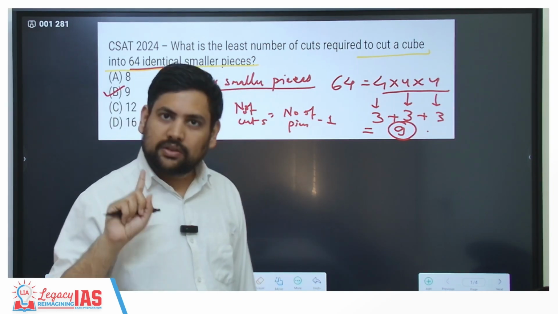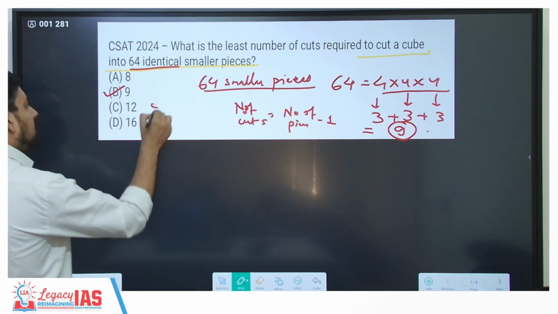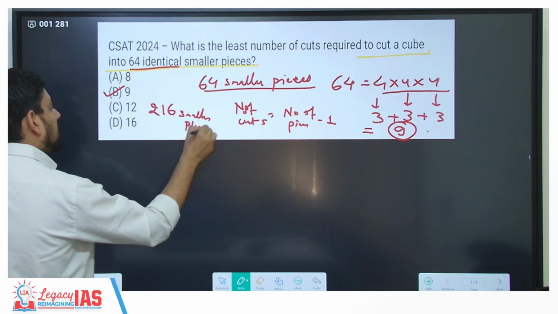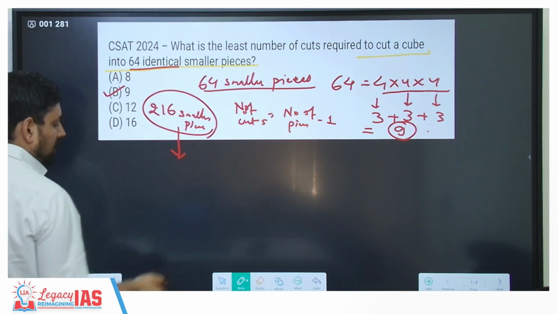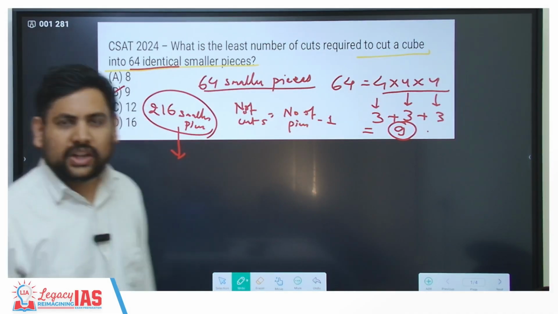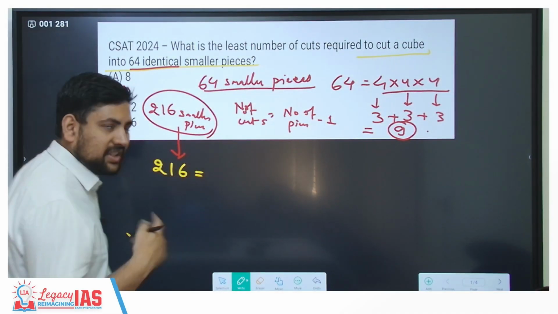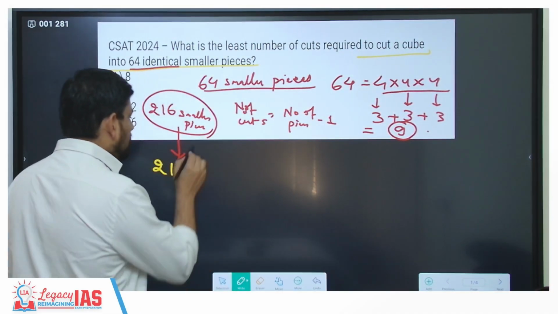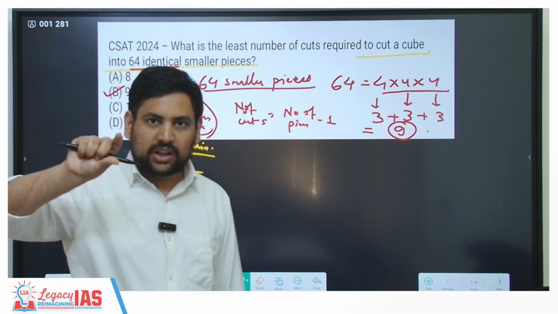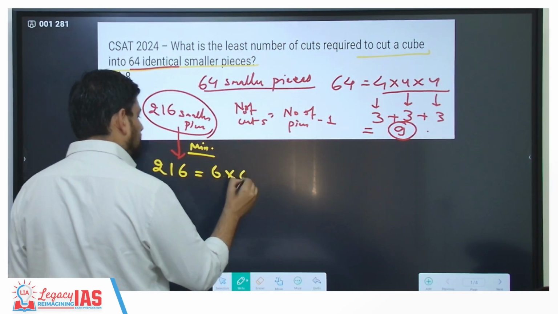For 125 we did, 64 we did. What can we also try? Try this. If I have to cut into 216 smaller pieces, same pattern. Can you find it? You now understand the pattern. You want minimum cuts. So minimum cuts when you will have 6 cubes on the length side, then on the breadth side, then on the depth side. So this is 6 into 6 into 6.